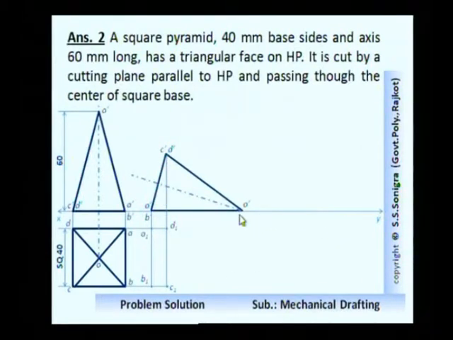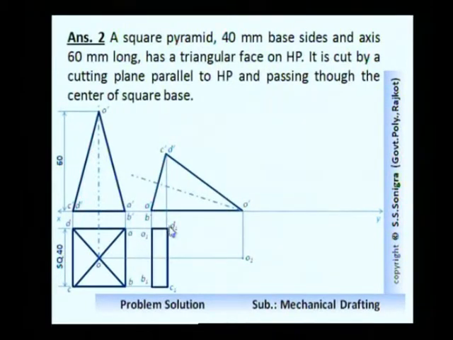Now about this apex point O dash. For that draw a straight vertical line from point O dash and a horizontal line from point O, and both will cut at one point, and this is point O1, the position of the apex point of this solid.